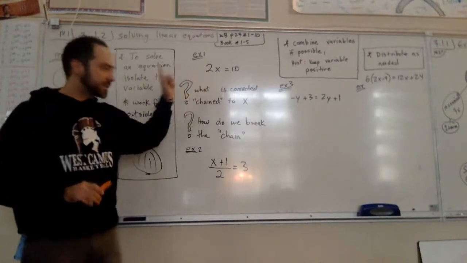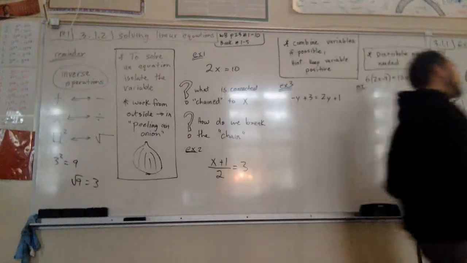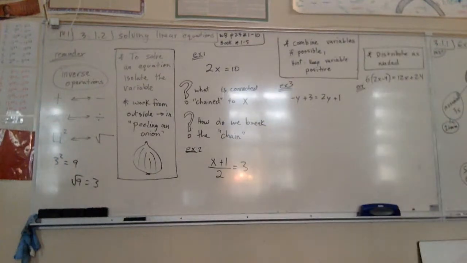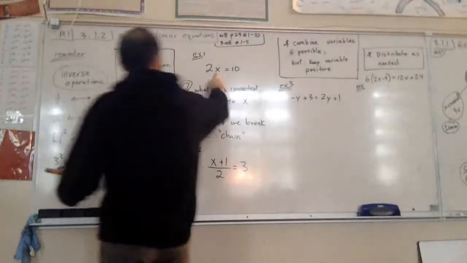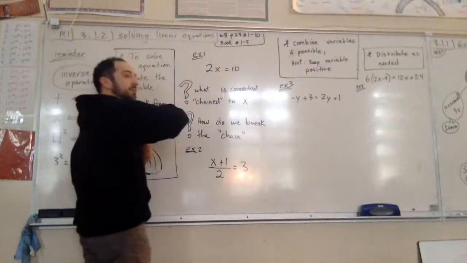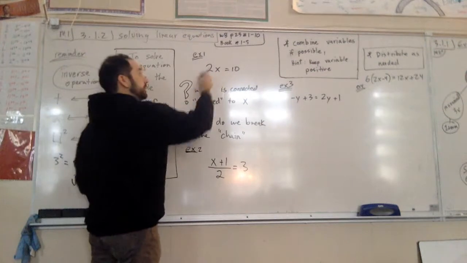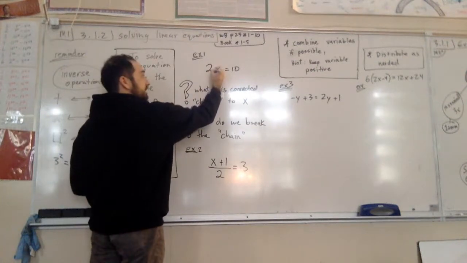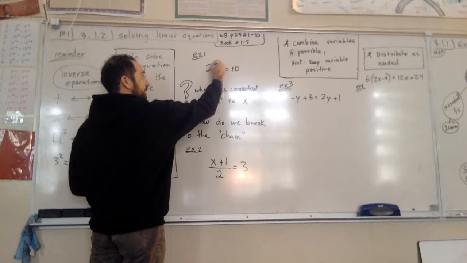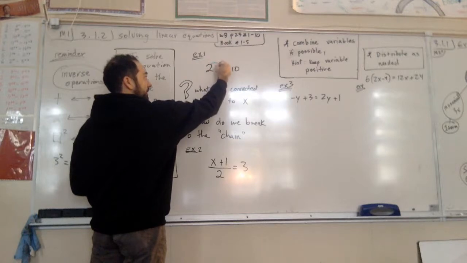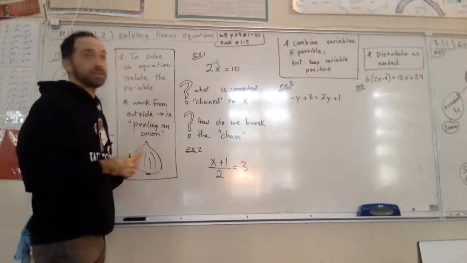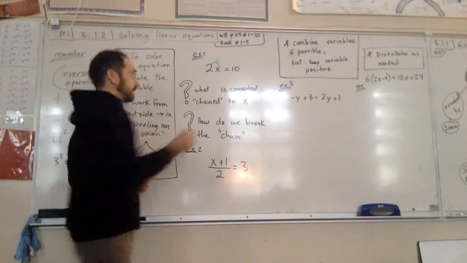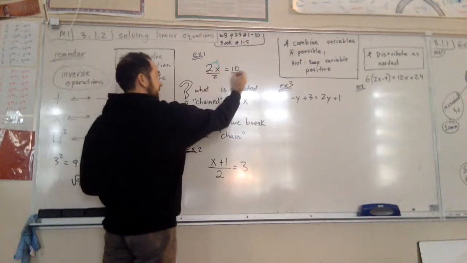All right, example 1. So this is the steps. If you're like, I kind of know how to do this, okay, one second. I want to make some chains here. So what's my variable? X is the variable. What's connected to x that we need to get rid of? How is x connected to the 2? It's multiplication going on, right? All right, how do we break that chain? Divide by 2.